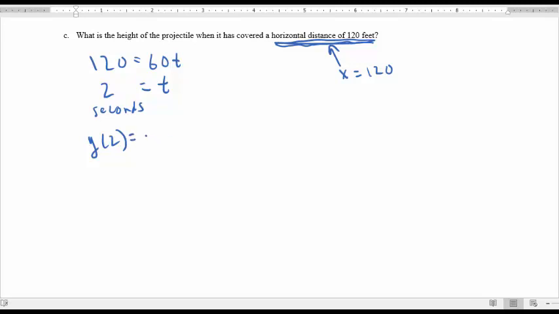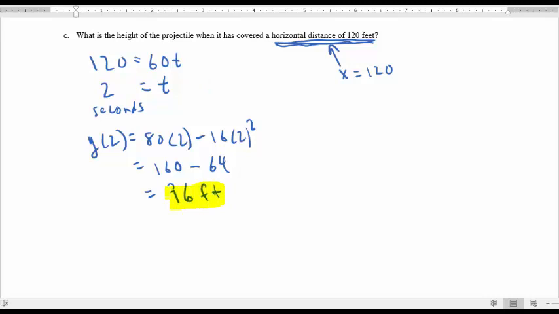And the y value at 2 seconds is going to be 80 times 2 minus 16 times 2 squared. So this is going to be 160 minus 64, which is going to be 96. So it's going to be 96 feet. So when it's covered a horizontal distance of 120 feet, it's still at 96 feet.